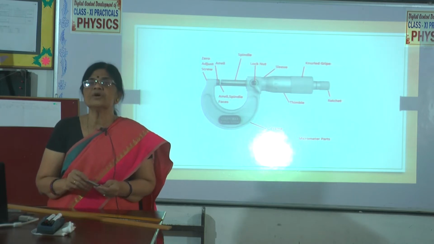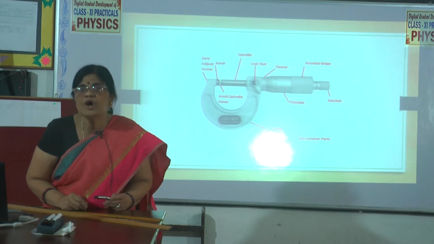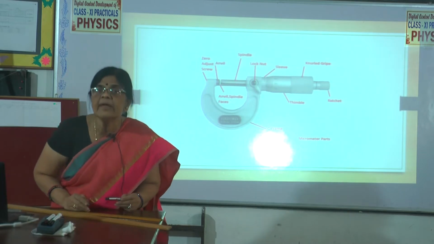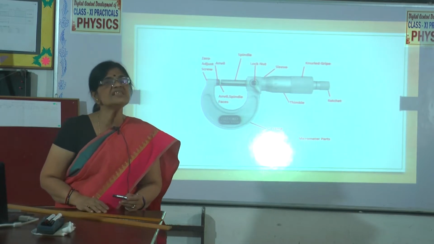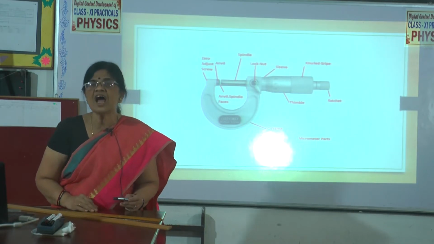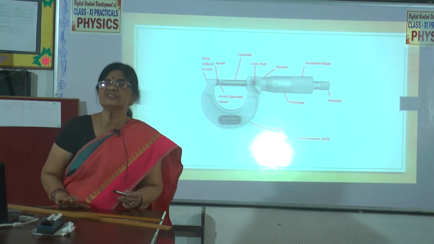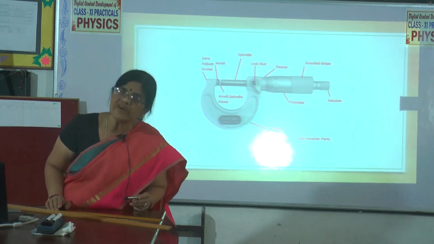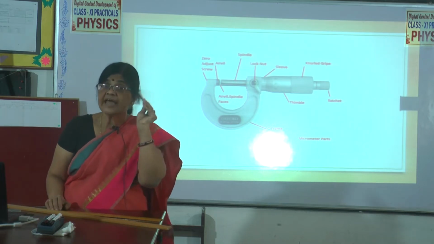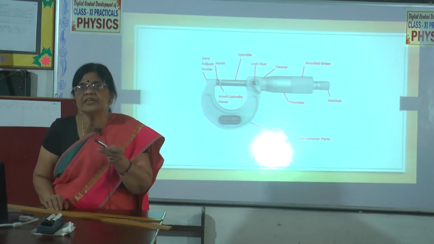So, we use a screw gauge for an accuracy of 0.0005 cm or 0.001 cm, depending upon how many divisions you have in your linear scale. If you have a linear scale having 10 divisions, you will have a least count of 0.001, and if you have 20 divisions in the linear scale, you will have a least count of 0.0005 cm. So this is how it has an accuracy of these many decimals. Even the diameter of a hair can be determined by a screw gauge.